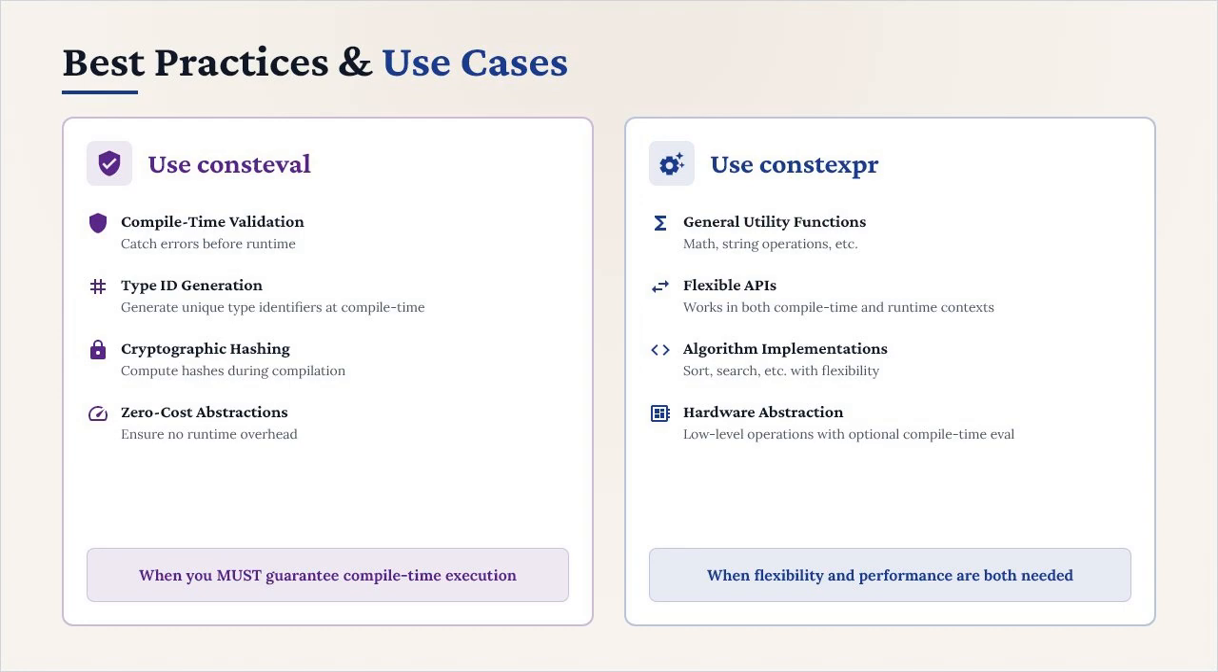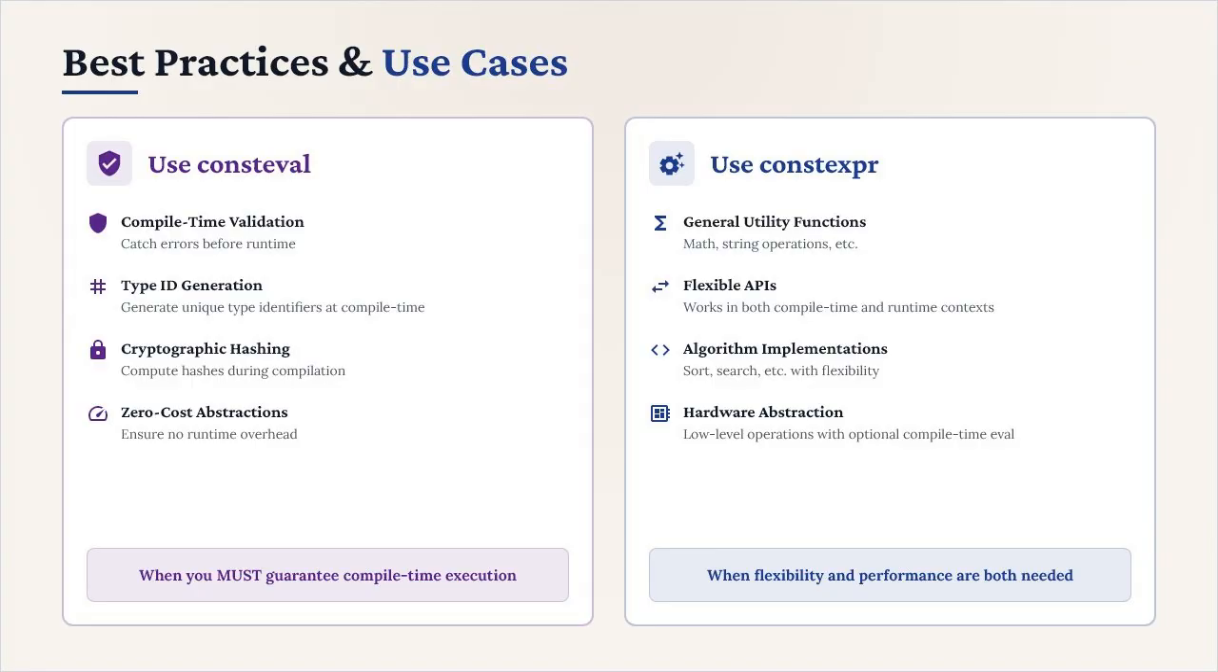Use constexpr for general utility functions that might be useful in both compile time and runtime contexts, flexible APIs that need to work with a variety of inputs, algorithm implementations where the same code might be used with both constant and non-constant data, and hardware abstractions where the ability to work in both compile time and runtime contexts is beneficial.